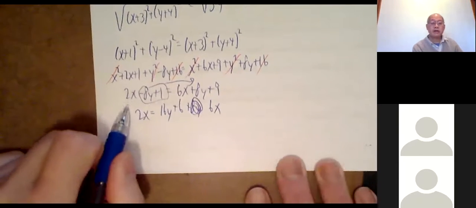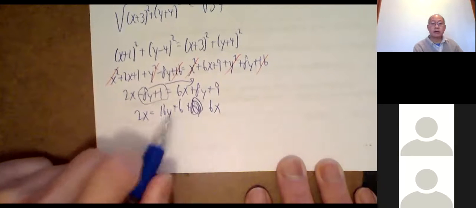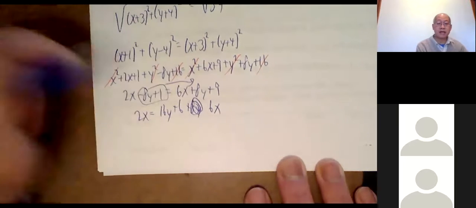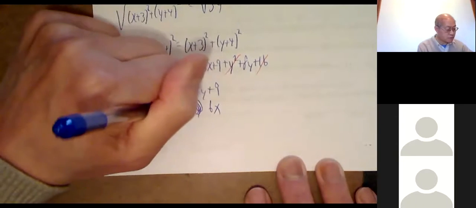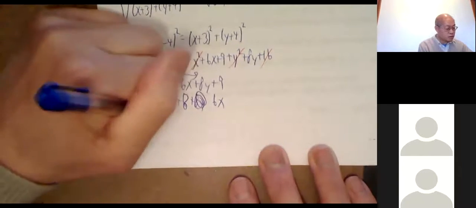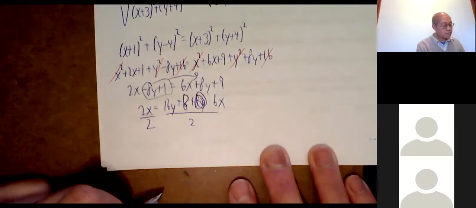Whoops, didn't want that. Plus 6x, sorry. So the only thing here is 2x. Add 8y, 8y plus 8y, 16y. Subtract 1, 9 minus 1 is 8. My bad. And leave that alone. Okay, divide by 2, divide by 2.